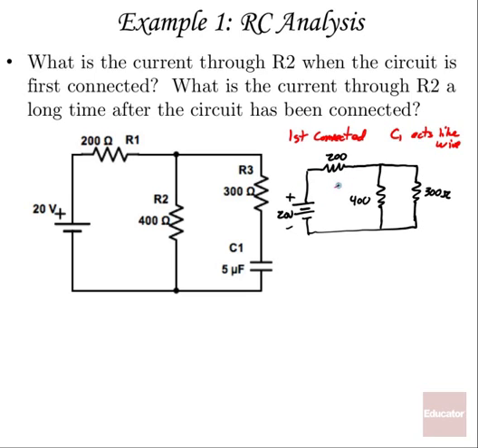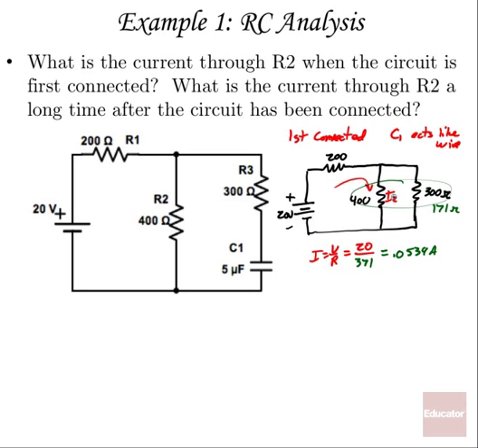Well, the way I could figure this out is, if we want to know the current through R2, that's going to be the current through that branch of the circuit right there. If that's I2, well, I equals V over R. That's going to be 20 volts over, well, what's our equivalent resistance going to be? The equivalent resistance of these two in parallel, 300 times 400 over 700, is about 171 ohms. So my total resistance is 200 plus 171, or 371, for a total current of 0.0539 amps.